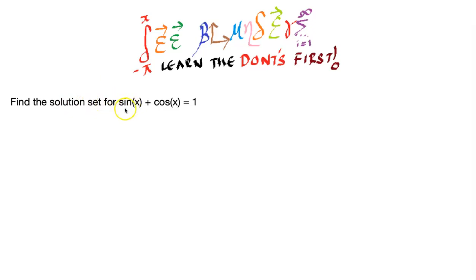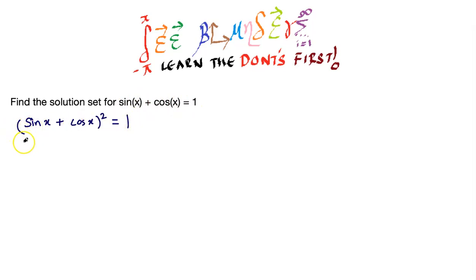So we want to solve sin x plus cos x equals 1. So this looks quite straightforward. So let's try it. So I want to start off by squaring both sides because that will simplify this equation. So sin x plus cos x the whole squared equals 1 squared, which is 1.